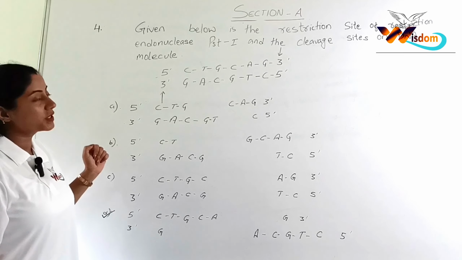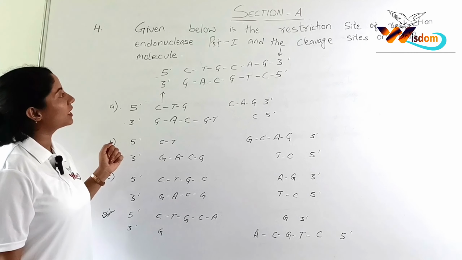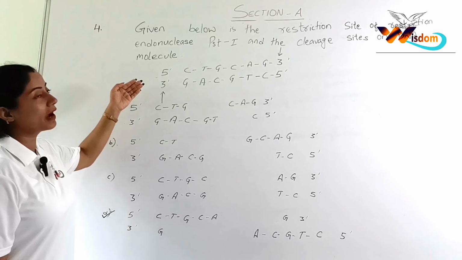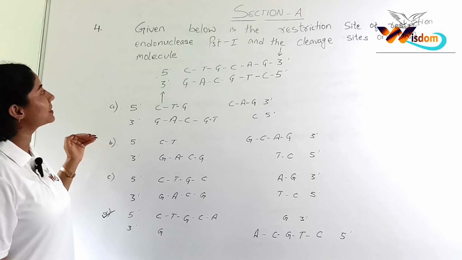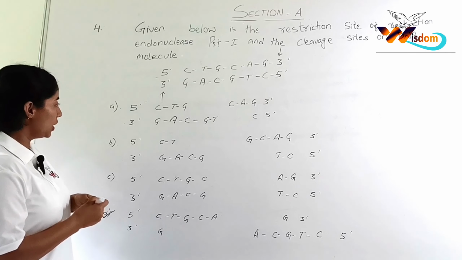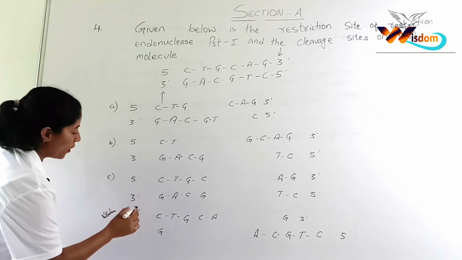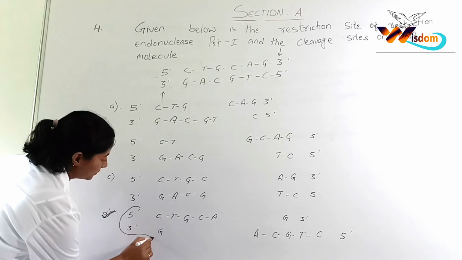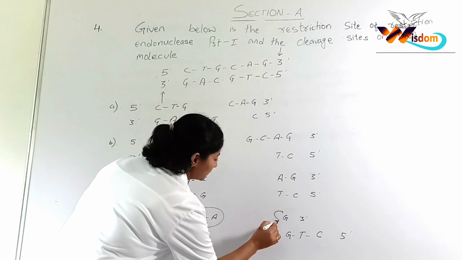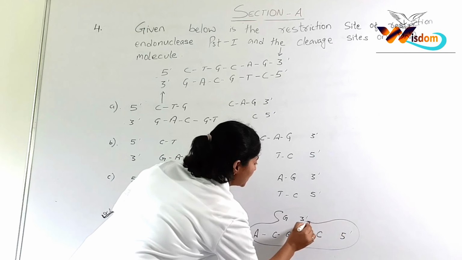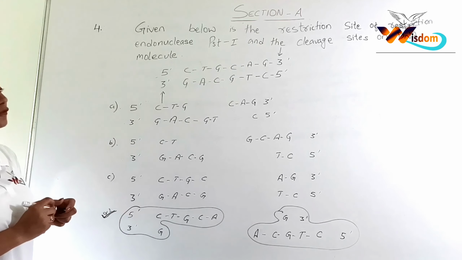Given below is the restriction site of restriction endonuclease PstI and the cleavage site on DNA molecules. So here we have a palindromic form, and now we have to choose the correct option of the restriction site of the restriction endonuclease. From the options, the only right option is option D. Here the form is like this. So this is the correct option of the restriction site of the restriction endonuclease.